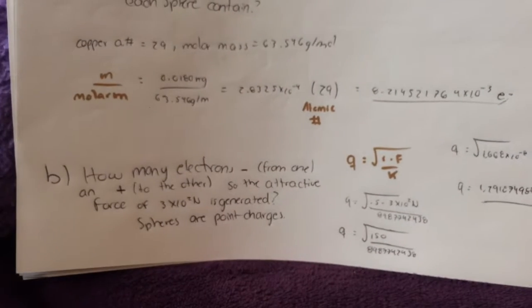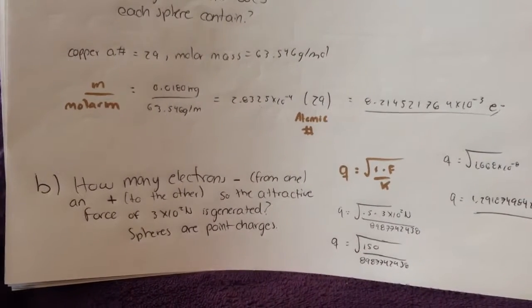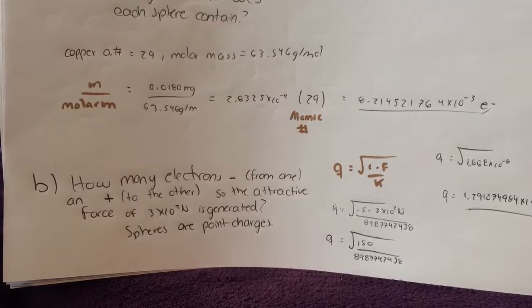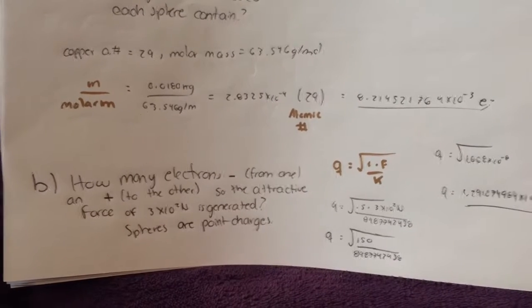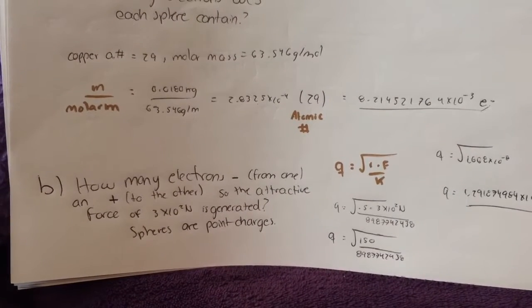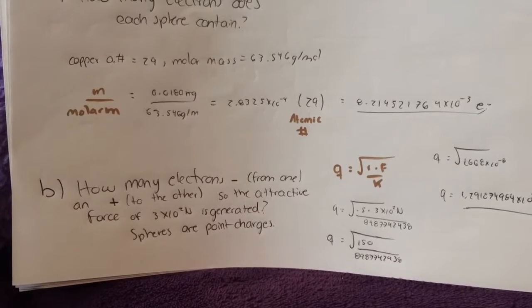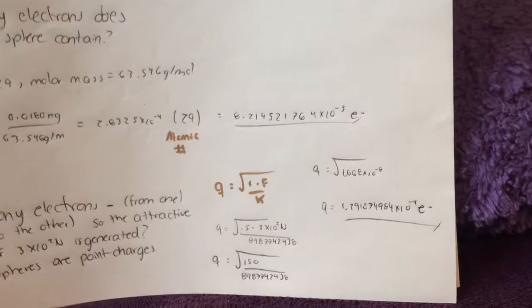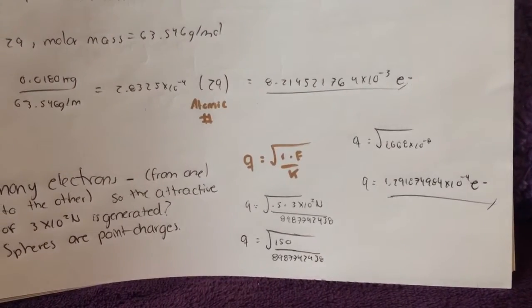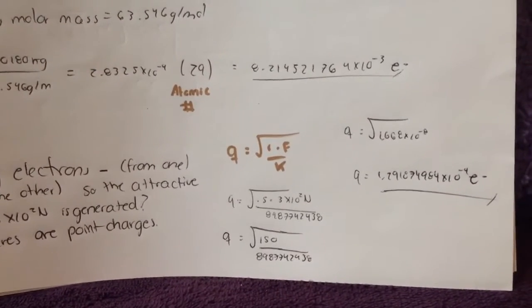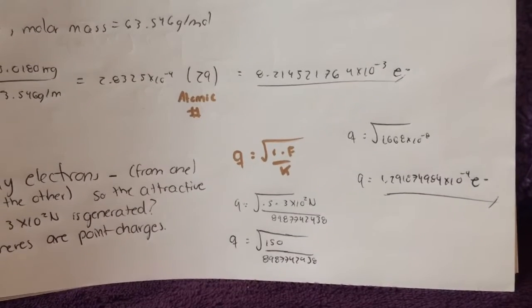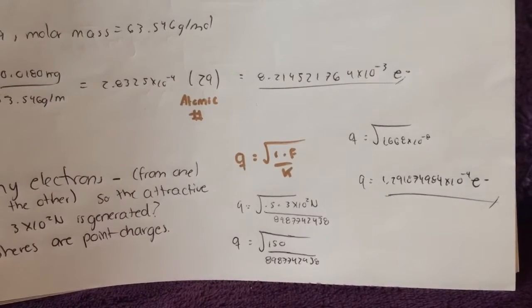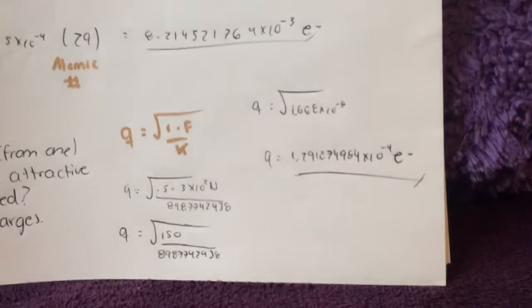For the second question, how many electrons we have to take from one sphere and add to the other so that an attractive force of 3 times 10 to the 2 newtons is generated. They also say that the spheres are point charges. So we use the formula charge equals the square root of distance squared times force over the constant K, and here we have the result.